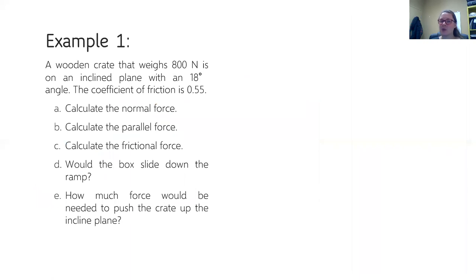So example 1: a wooden crate that weighs 800 newtons is on an inclined plane. Please, let's assume this is 800, and we'll do 2 significant figures. Sometimes I haven't necessarily included that in the question. It's on an inclined plane with an 18-degree angle. The coefficient of friction is 0.55. I want to find the normal force, the parallel force, and the frictional force.